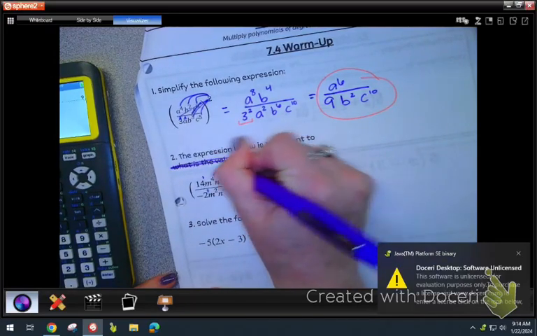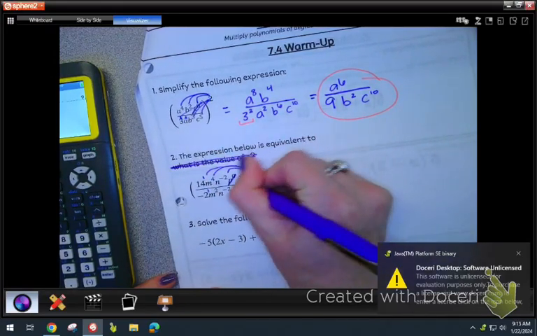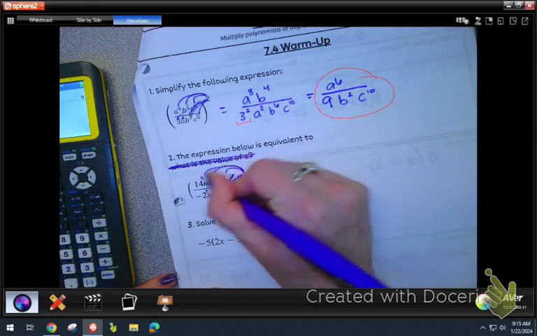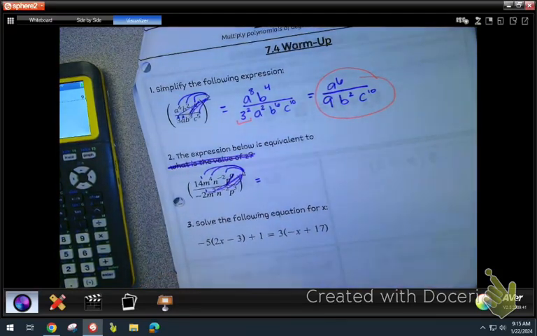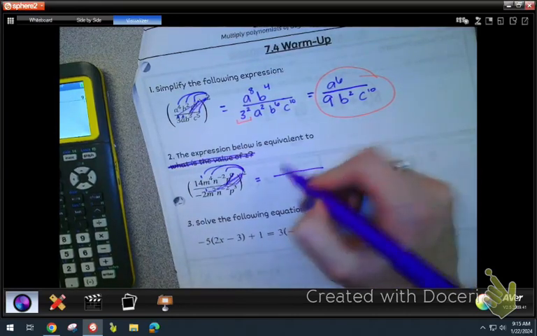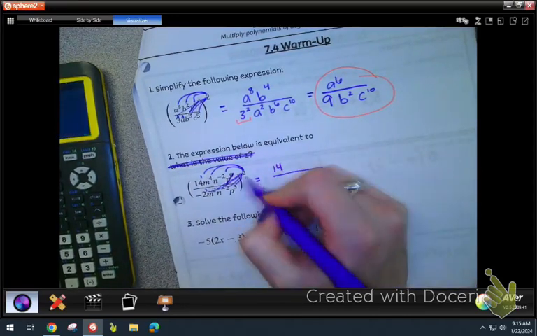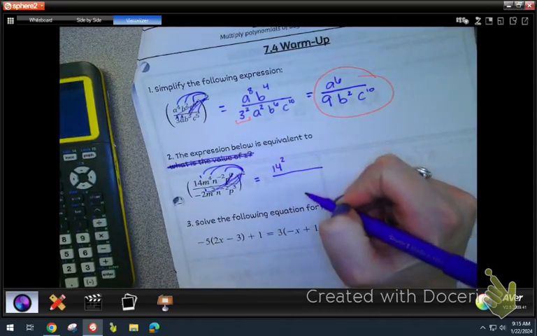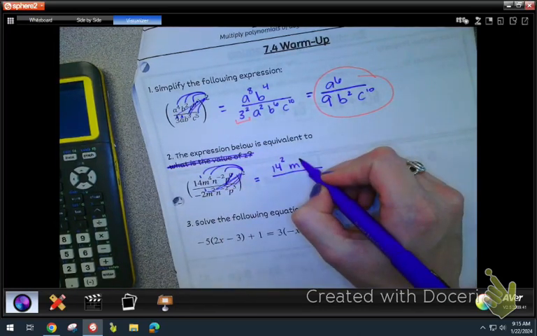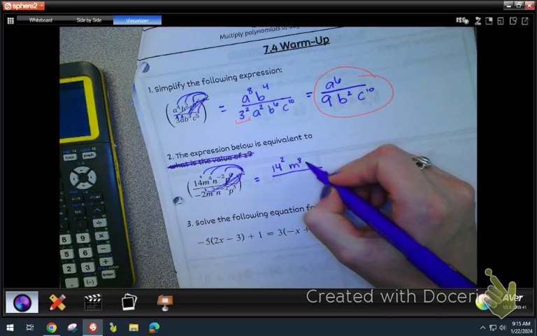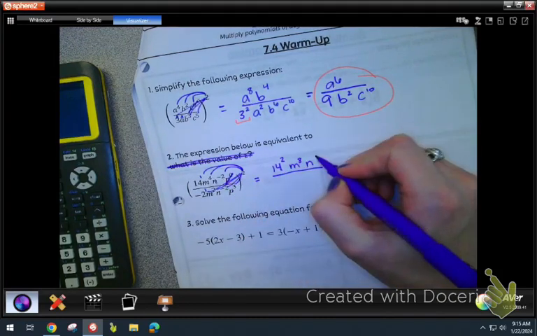So I'm doing that outside power again. I hope you realize this is a common theme. We do outside power a lot. Expect to see that a lot on your test. So this is going to become, okay, on the top I've got 14 to the 1 times 2 is 2. M to the 4 times 2 is 8. N to the negative 2 times 2 is?